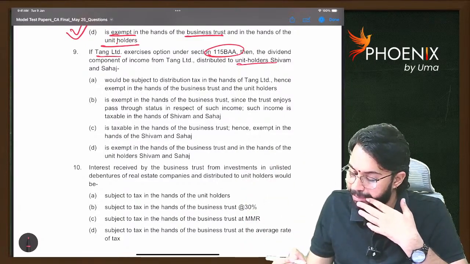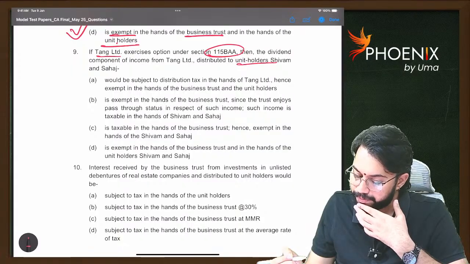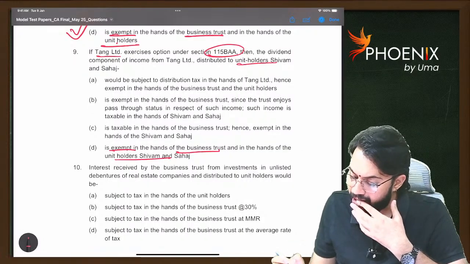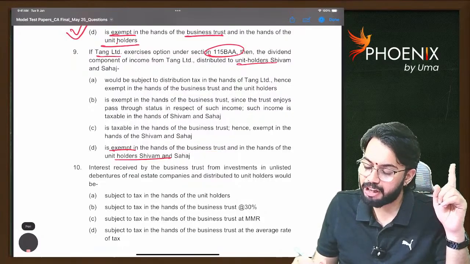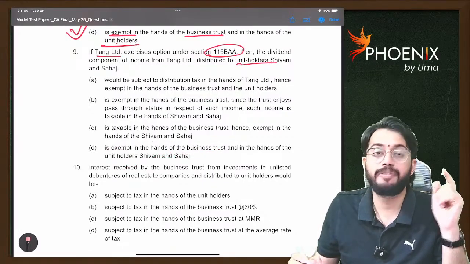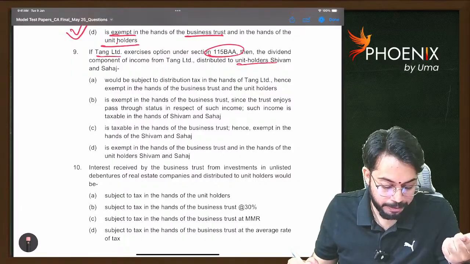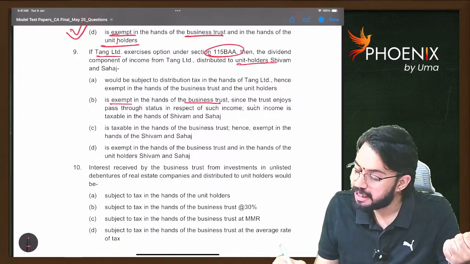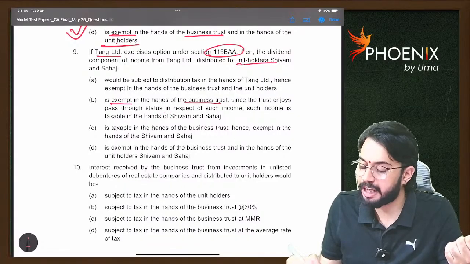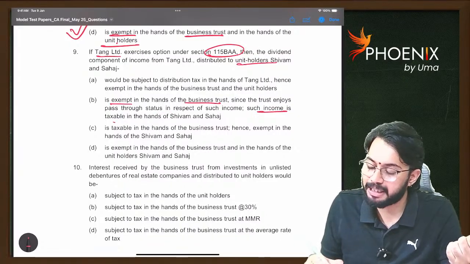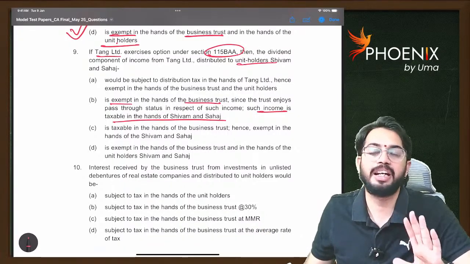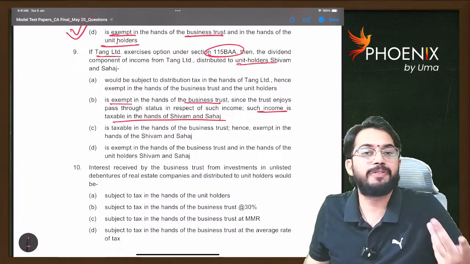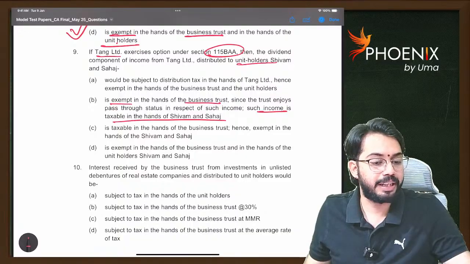Now, it is not exempt. It is taxable. It is exempt in the hands of the business trust and taxable in the hands of unit holders. What is the correct option? Exempt in the hands of the business trust since a trust enjoys pass-through status in respect of such income, and such income is taxable in the hands of Shivam and Sahaj. What are the tax rates for dividend income? For a resident, normal tax rates. For a non-resident, the tax rate is 10%.